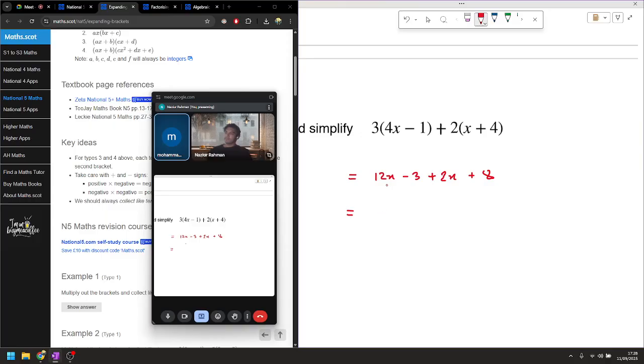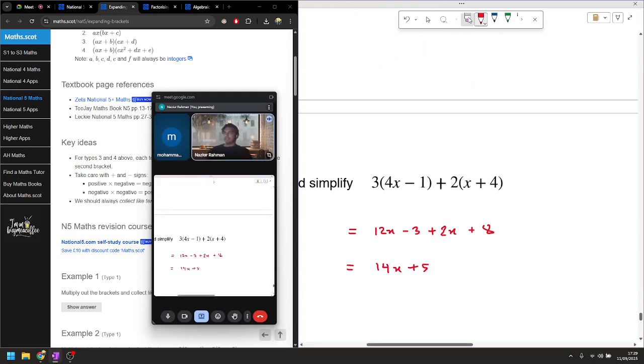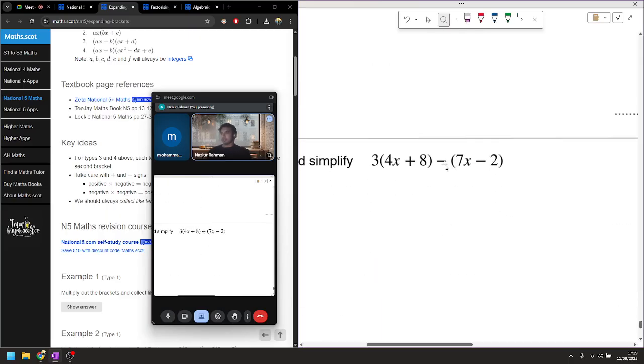12x. 14x. Good. Plus 5. Good. There you go. All right. So now let's do this with the minus. If there was a minus there, how would this be different? Well, I'll do it for you, and then you can try the next one.